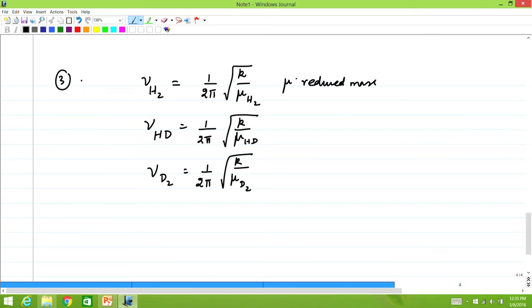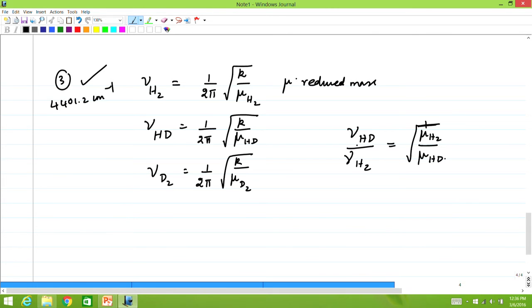Therefore, if you know this number as 4401.2 centimeter inverse, then you can calculate where the nu of HD should be by taking the ratio of this, namely nu of HD divided by nu of H2. It will turn out to be, because the k's will cancel and the 2 pi's will cancel, the square root of mu of H2 divided by mu of HD. They are inversely proportional to the square, therefore, the ratio is that.